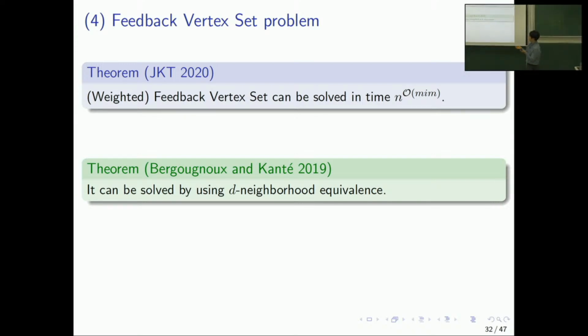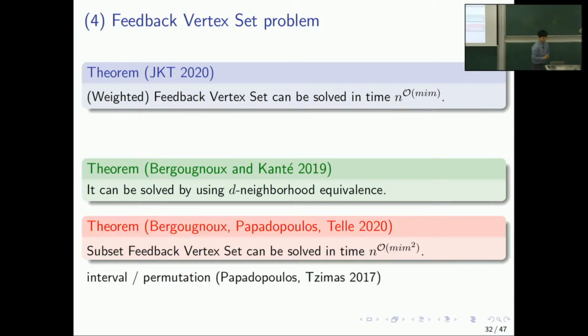Subset period vertex set can be solved in polynomial time on graphs of bounded Mim-width. This was recently proved by Bergougnoux, Papadopoulos and Jan Arne Telle this year, at WG, I guess. They claim that they can solve it in n to the Mim square. They also use d-neighborhood equivalence in some sense. Previously, Papadopoulos and Zimas in 2017 proved it for interval and permutation graphs, but they generalize it to graphs of bounded Mim-width.